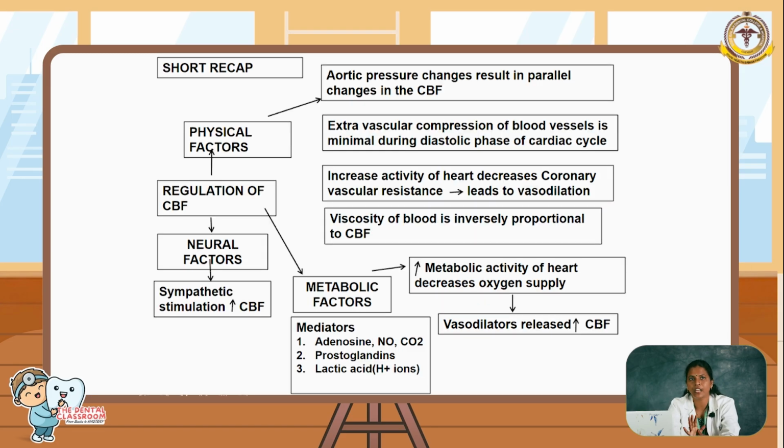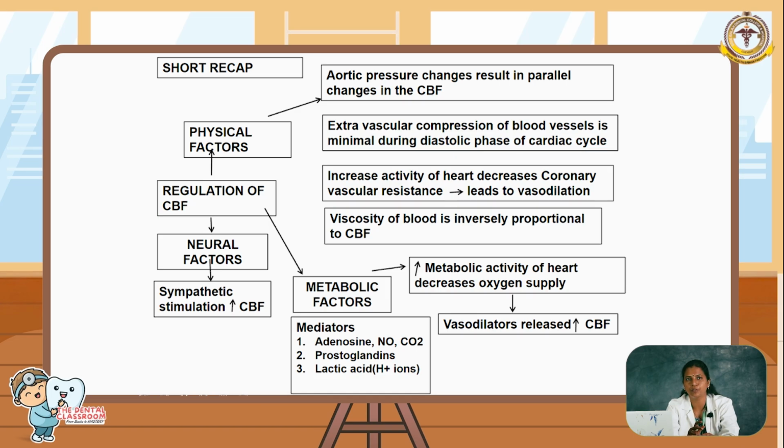We have three factors affecting the regulation of coronary blood flow: the physical, the neural, and the metabolic factors. The physical factors are pressure changes in the aorta, which result in parallel changes in coronary blood flow. Whenever there is extravascular compression, the blood supply to the coronary arteries reduces. So only during diastole is normal blood flow restored to the coronary arteries. During systole, the blood flow is completely stopped.